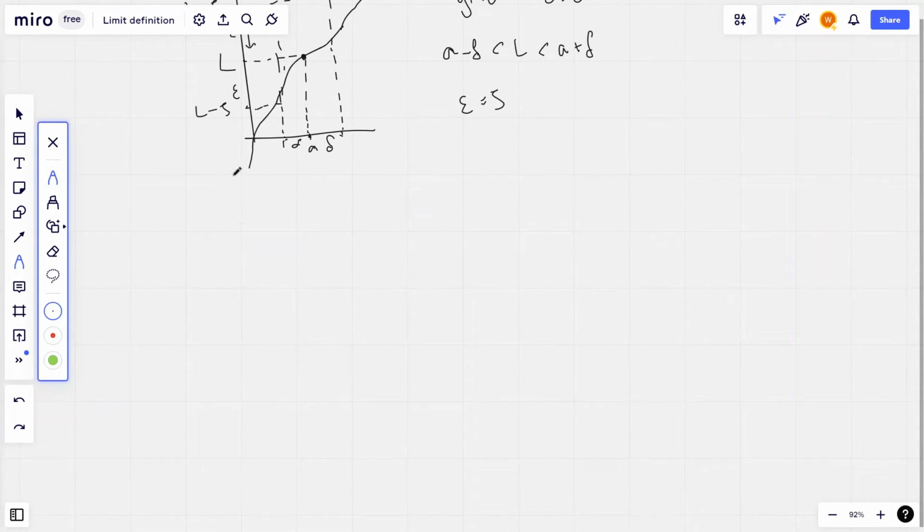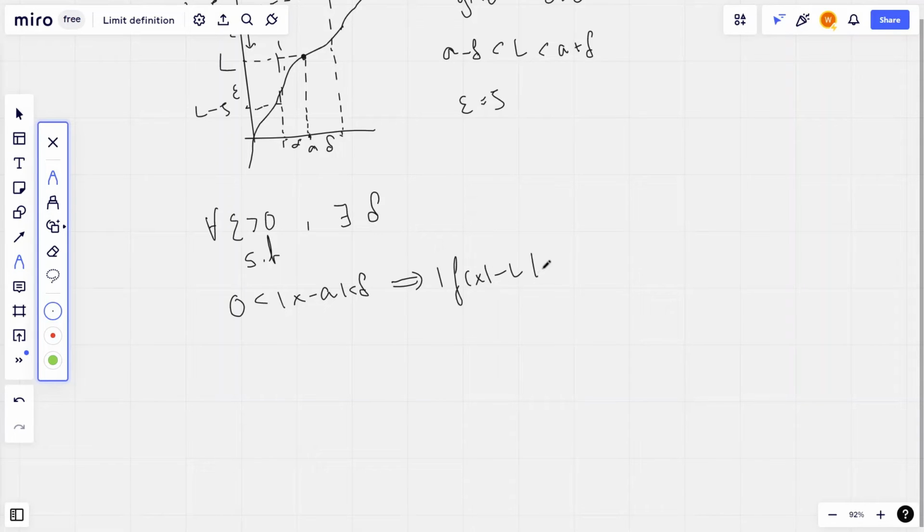So essentially what I said, that if we're given some epsilon greater than 0, then there exists some delta such that if we have some distance less than delta, then we have that the distance from the output to the limit is less than epsilon. This is what we essentially stated.